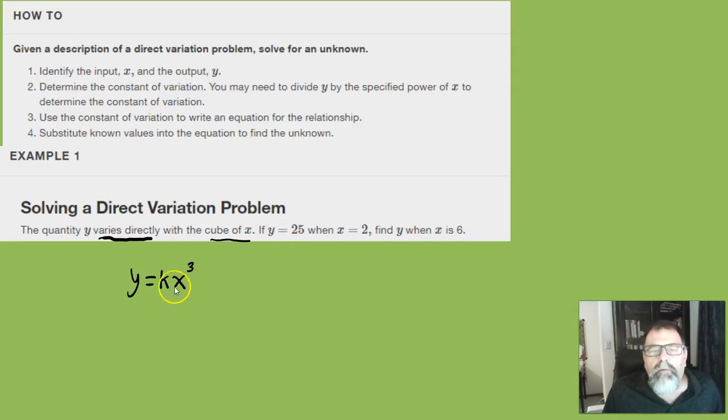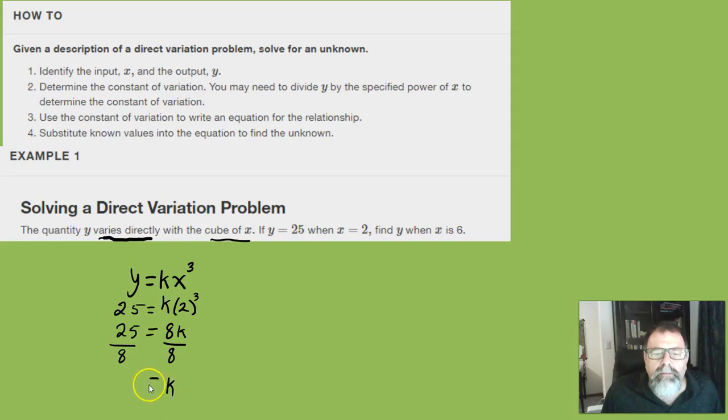Now, typically, these problems are going to involve two parts. First, you have to figure out what k is, the constant of variation. So we plug in an observed value or a given value for an x and y that go together. Here they tell you that y is 25 when x is 2. So you plug in those two values, then we solve this for k. Now we see 2 cubed is 8, so we have 8k. And then we divide by the 8 to get k by itself.